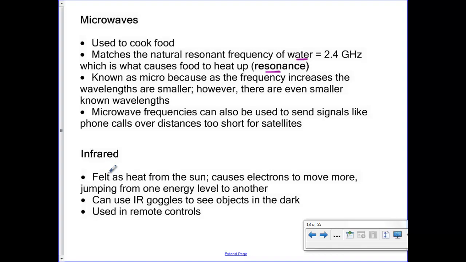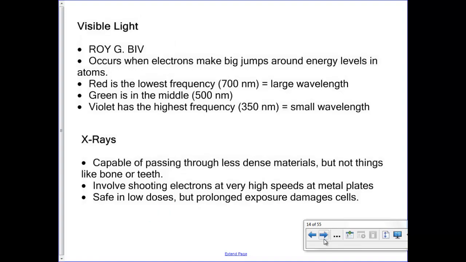Then there's infrared, which is right before visible light. We use IR for various things, like the remote controls I mentioned. After infrared is our visible light spectrum, which is kind of right in the middle, and goes from red down to violet. You've probably seen this acronym before, red, orange, yellow, green, blue, indigo, violet, back in kindergarten. X-rays are after visible light.